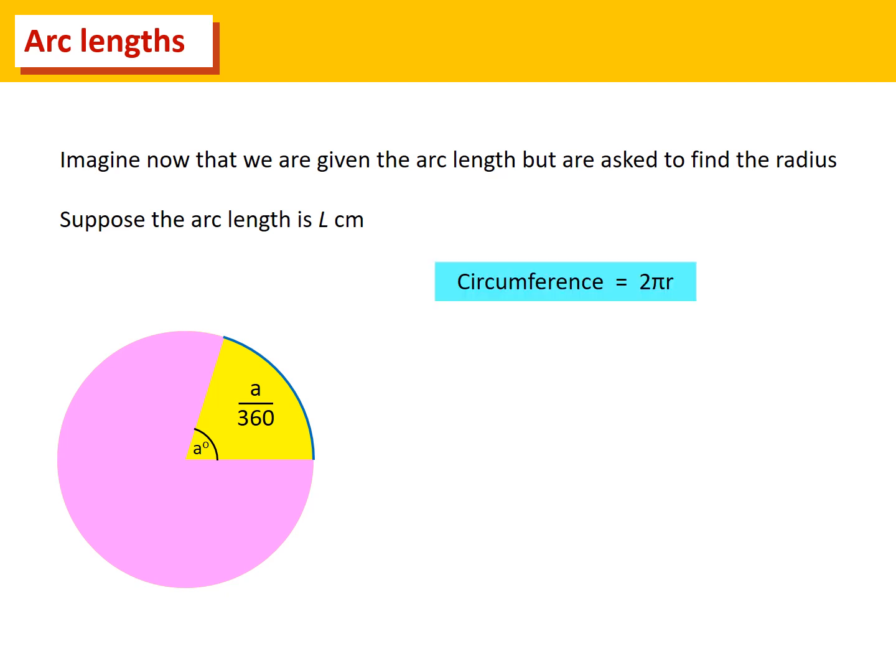So that's the arc length that we know, and the arc length is given to us by what fraction of the circumference it is. It's A divided by 360 times 2 pi r, and that is the circumference. So if the arc length is a fraction of the circumference, if we multiply both sides by 360, we end up with 360L on the left hand side, and on the right hand side we've just got A times 2 pi r, and we can write that as 2 pi A r.